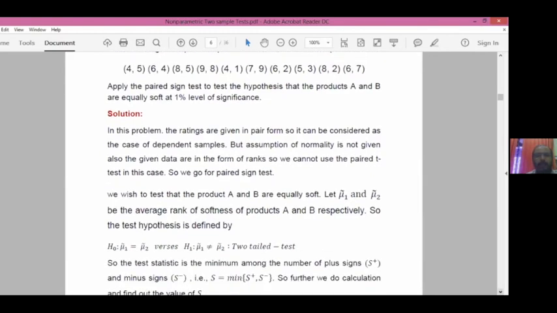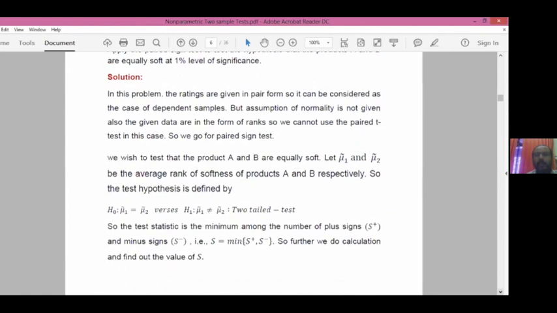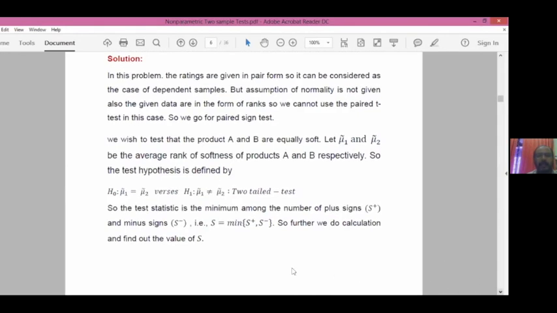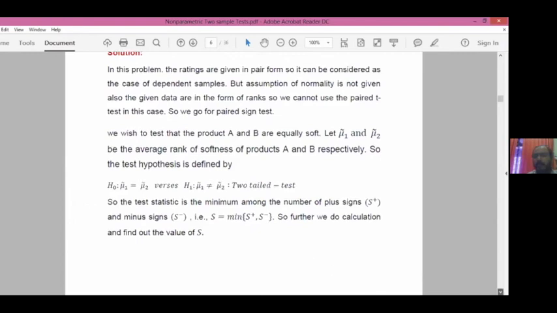We wish to test whether the products A and B are equally soft. mu1 and mu2 are the average rank of softness of products A and B respectively. So that is the hypothesis. We frame the hypothesis as given here. You can see it in the slide, and the test statistic is the minimum of the number of plus signs and the number of minus signs. That is exactly the similar idea which I already explained.